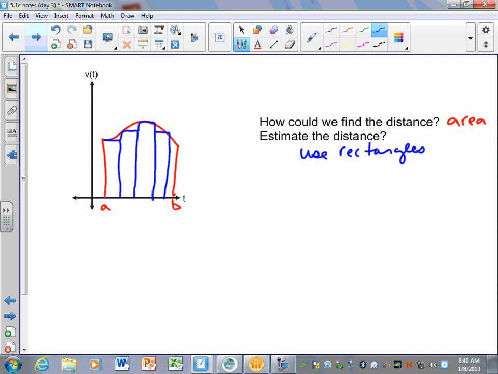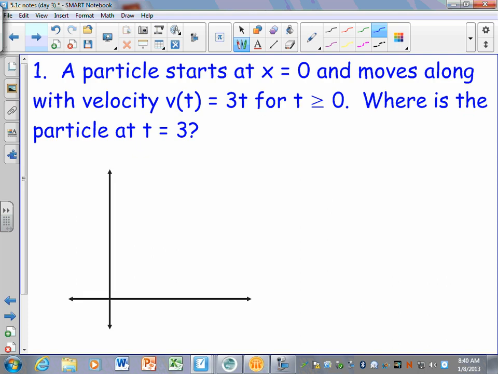What we're going to focus on today is, one, how can we use rectangles? And two, how can we just use geometry? If it makes a geometric shape, you don't have to estimate. You can give me the exact area. So I have two parts for you. Let's jump in here with this one.